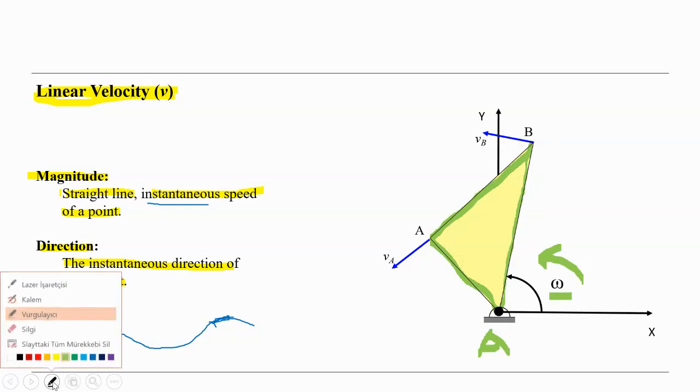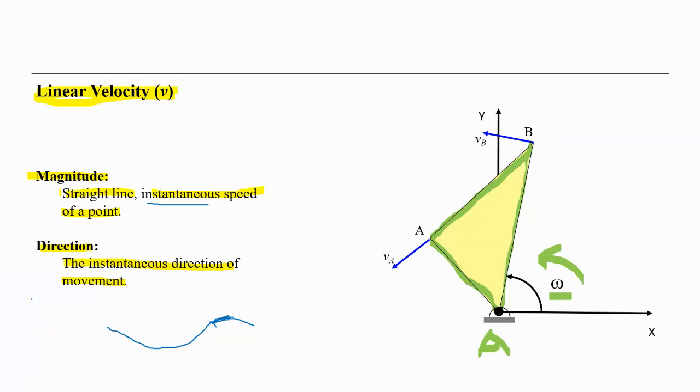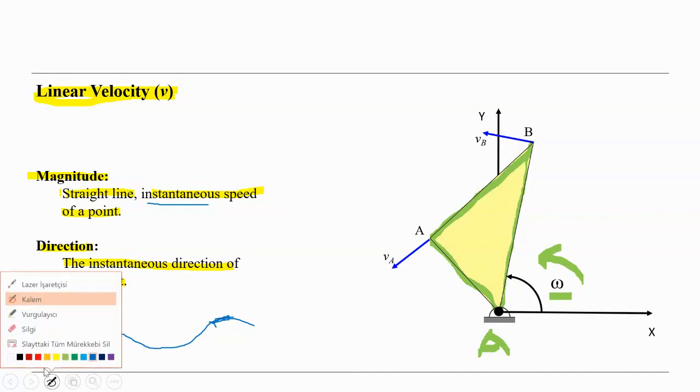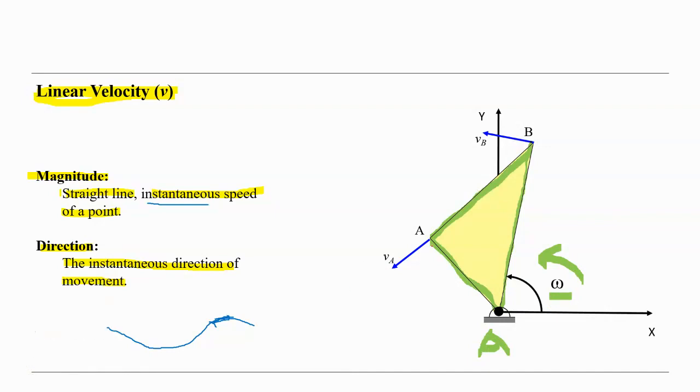We know from the dynamics, so if we know this distance here, and if we know the omega, I mean the angular speed, and also this distance and omega, we can easily calculate the magnitude, and the direction must be like this, perpendicular to the line. That means to the line O.